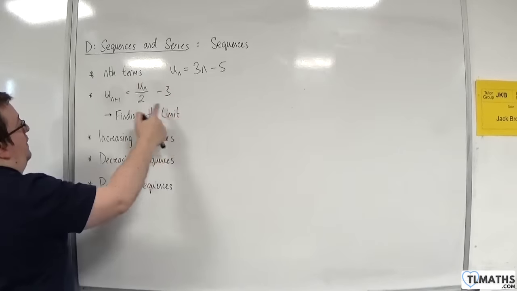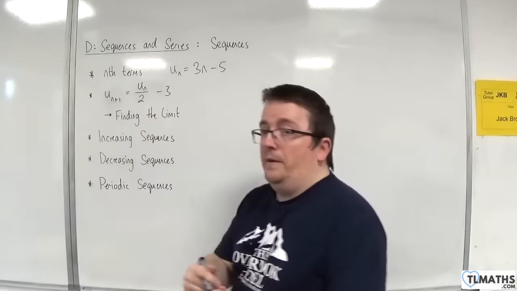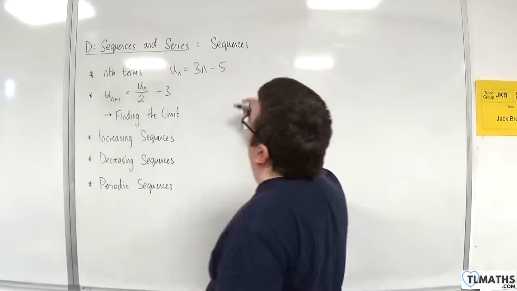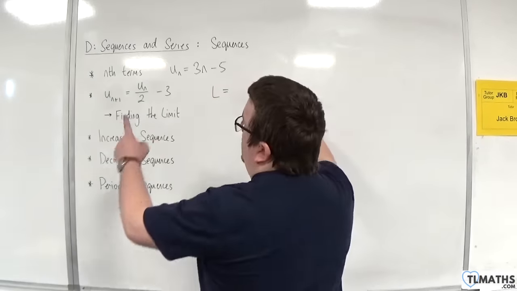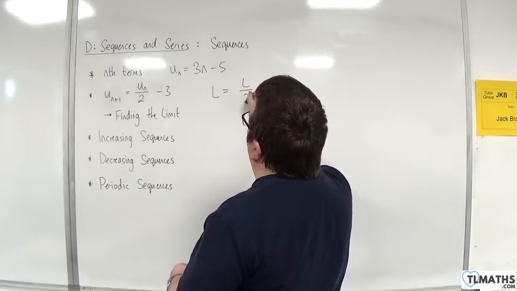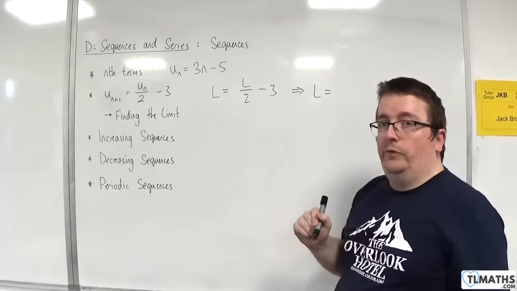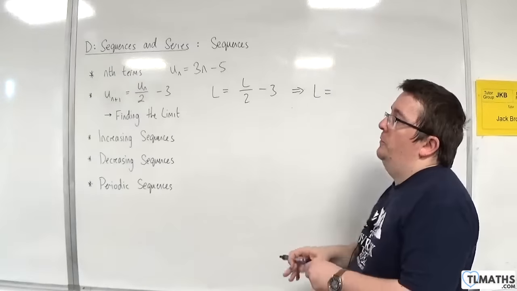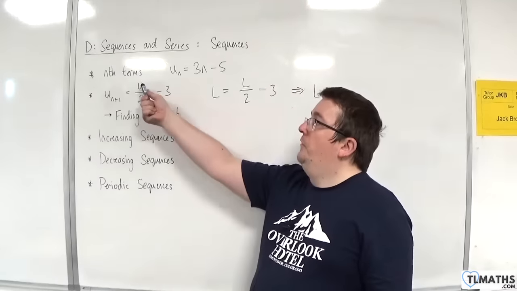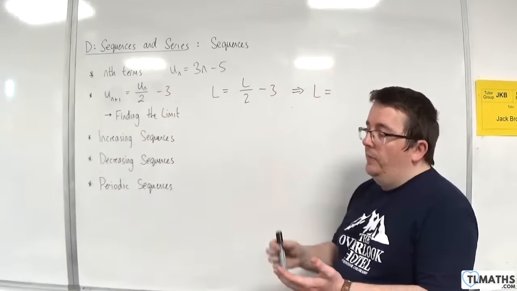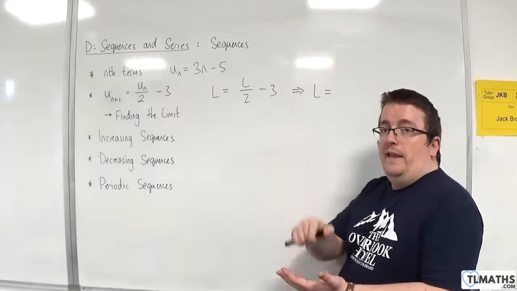Now you might be asked to find the limit of a sequence like that, and you do that by swapping out the u_n+1 with l and the u_n with l, and then solving that equation to get l equals. Now you can check that result by choosing a starting value and then typing it into your calculator and then keep on pressing equals.